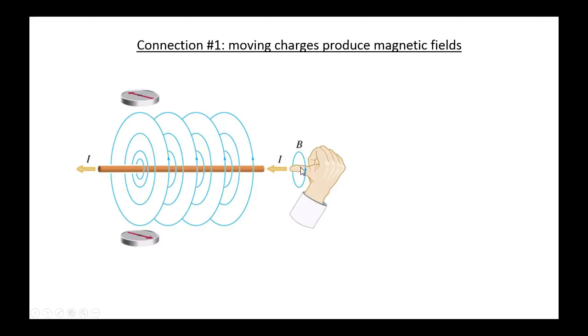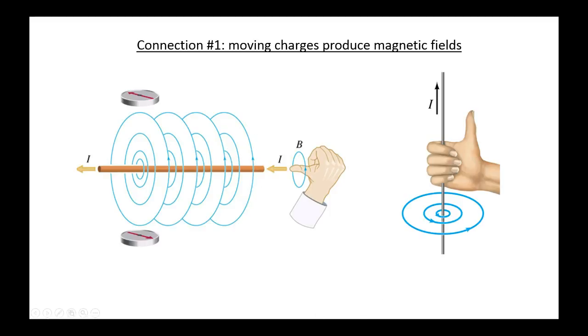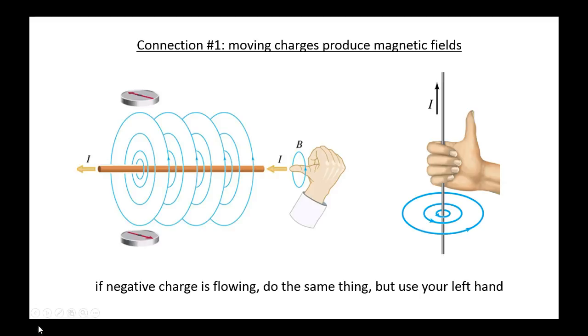So if your fingers curl around like this, if you follow my mouse, your fingers curl into the palm like this, then the field lines curl around in the same direction. Here's another picture from the side. If negative charge is flowing, you do the exact same thing, but instead of using your right hand, you use your left hand. Now we're going to skip to page 20 in our notes and explore just a little bit the second connection. It says moving charges get pulled on by external magnetic fields.